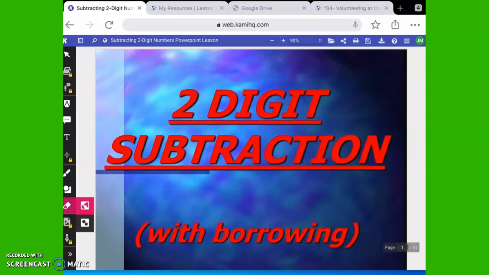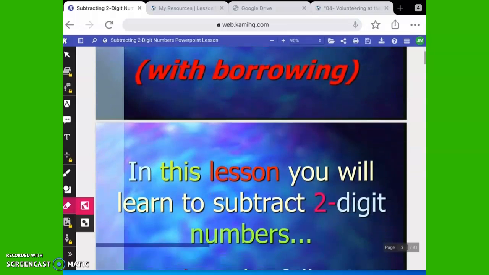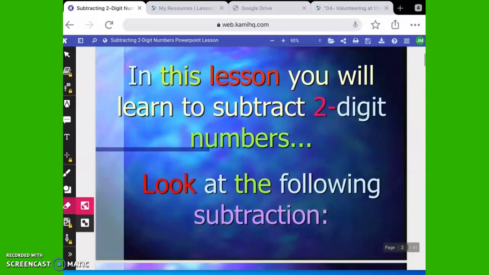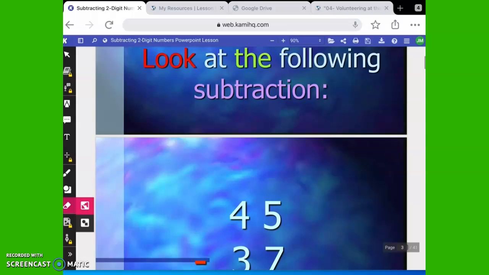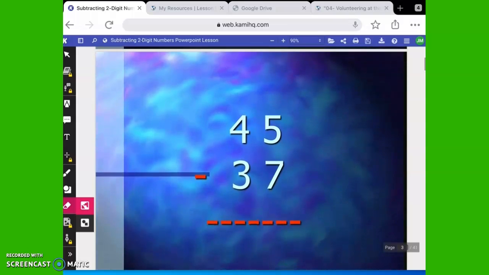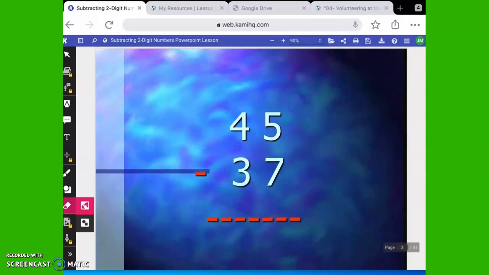We are going to be borrowing today. So in this lesson, you will learn to subtract two-digit numbers. So let's look at a couple of problems and go over it. The first problem we have is 45 minus 37.